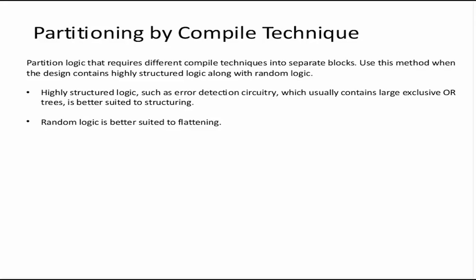One example is that highly structured logic such as array detection circuitry, which uses a lot of XORs, is better suited to structuring, but random logic is better suited to flattening. Since these two are different types of goals, these types of designs should be kept separately in separate hierarchies.